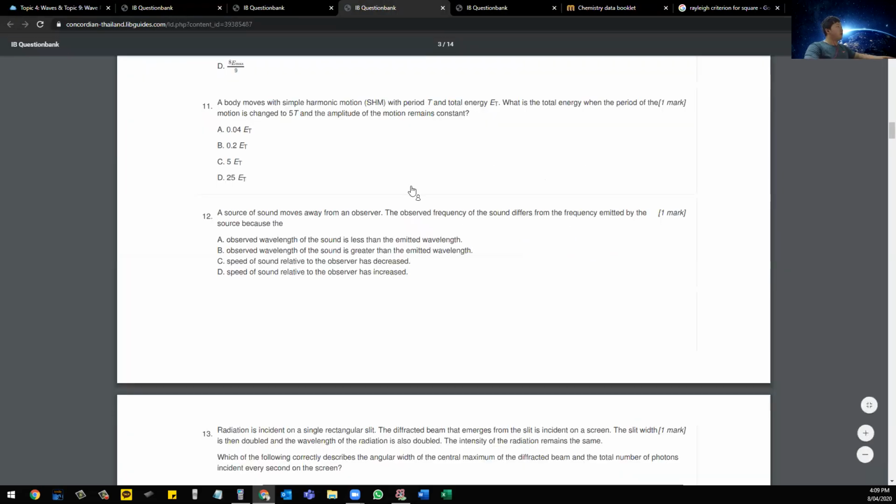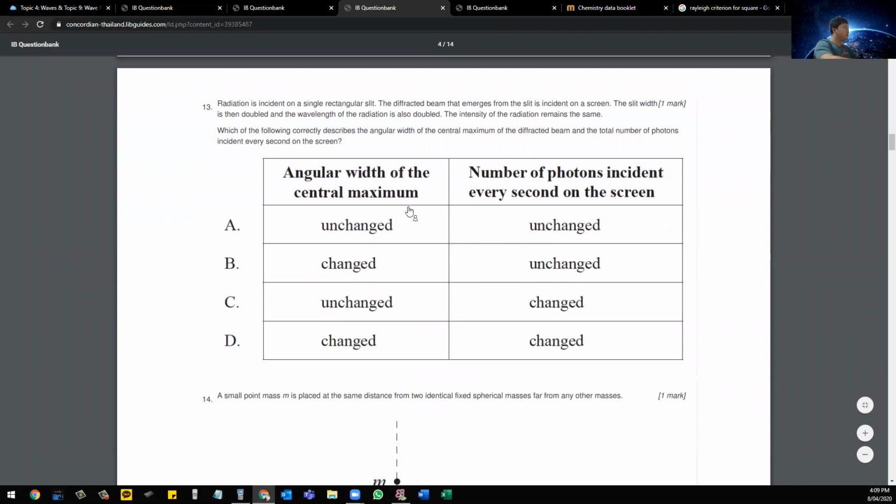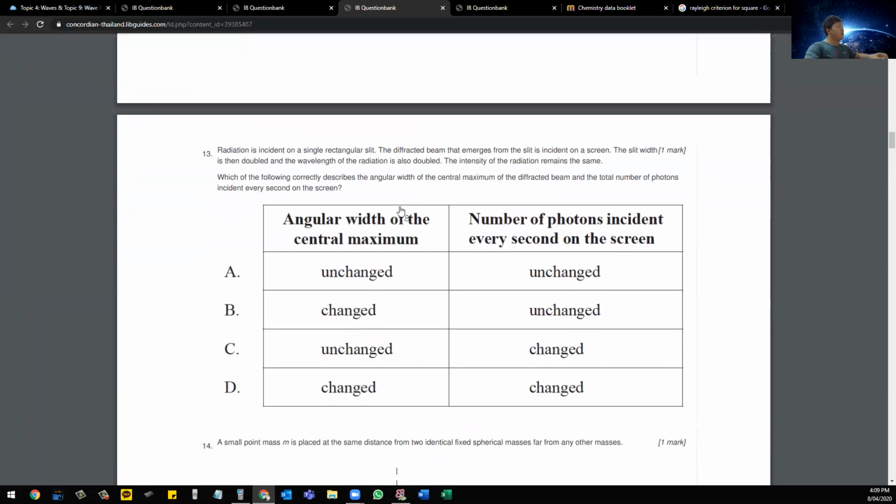Now moving on to 13. Radiation is incident on a single rectangular slit. The diffracted beam that emerges from the slit is incident on a screen. The slit width is doubled and the wavelength of the radiation is also doubled. The intensity of the radiation remains the same. Which of the following correctly describes the angular width of the central maximum of the diffracted beam and the total number of photons incident every second on the screen?